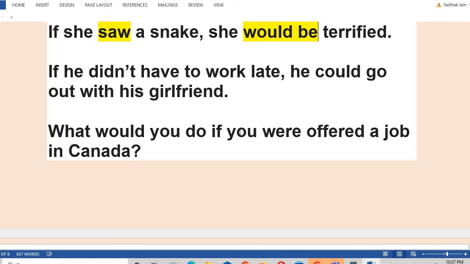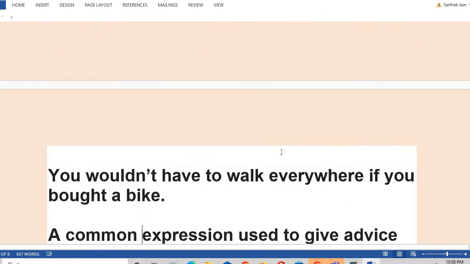Next, what would you do if you were offered a job? Again, simple future. If clause is put at the second place here, so were offered. Here again passive form, that is why were offered. And what would you do? Okay students, I hope you have understood when I said passive form. If you were means somebody else had offered you. Okay, next.